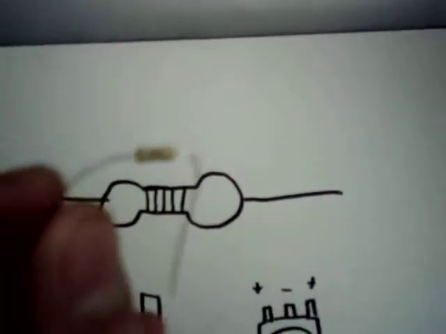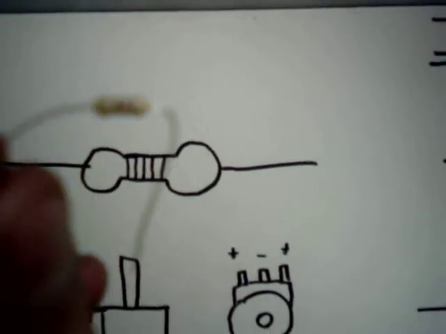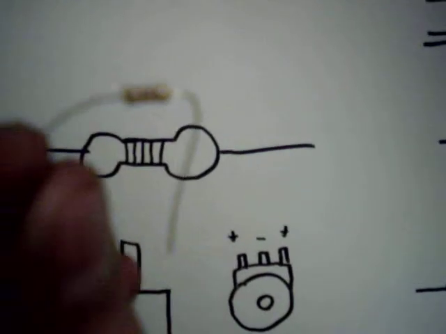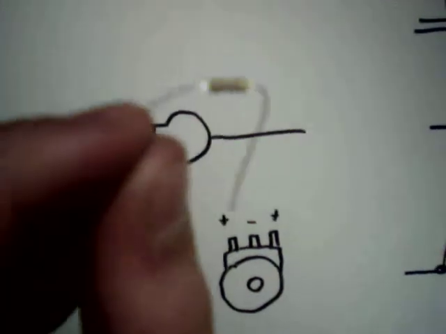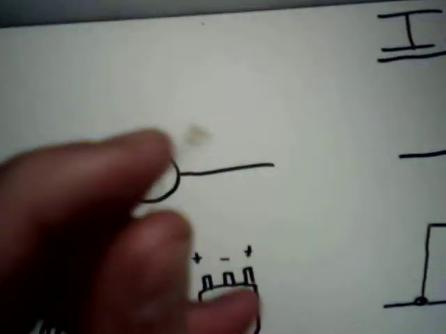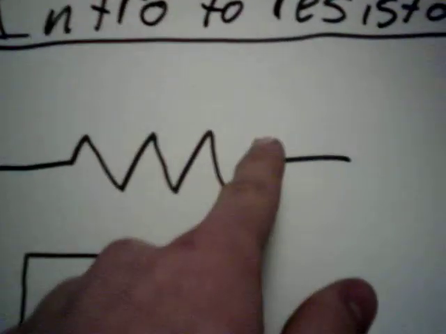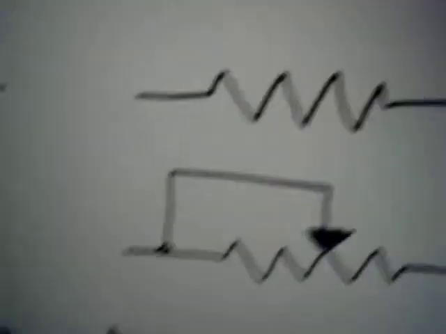This is what one actually looks like. Don't know if you can see those stripes. This is horrible autofocus, bad quality to begin with, but this is your normal resistor that you'll usually encounter. As we learned in the last video, its schematic diagram is just this zigzag shape.